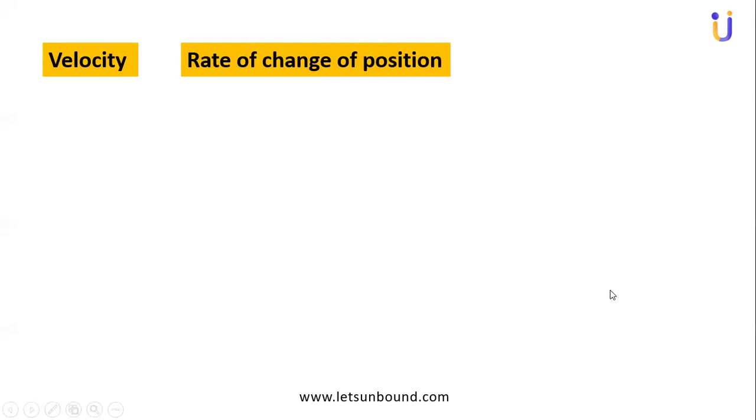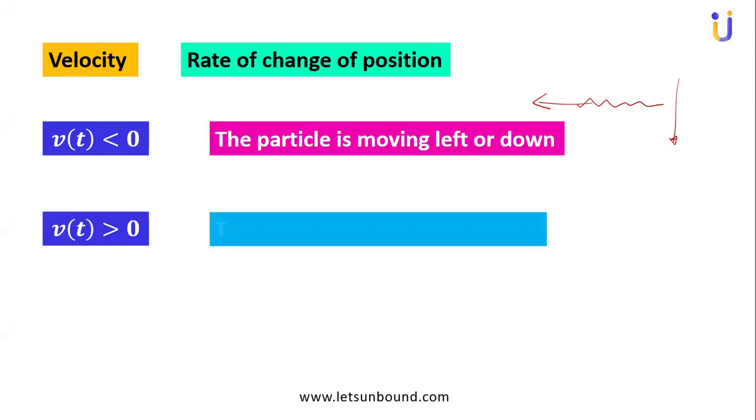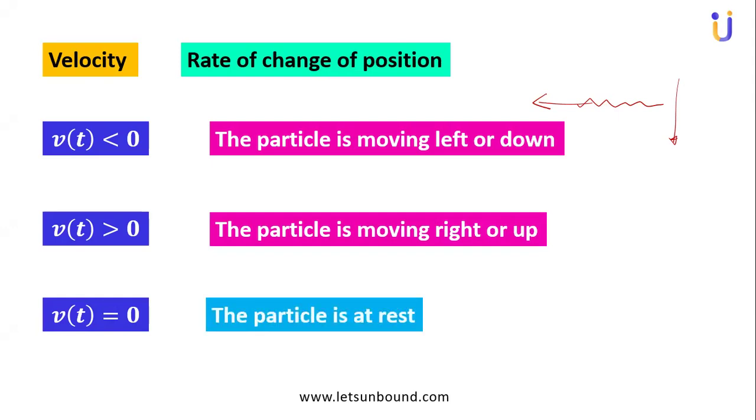Now let's see what happens when my velocity is 0, less than 0, or greater than 0. When your velocity is less than 0, the particle is moving left or down. When the object is moving horizontally, we can say it's moving left. Or when you're considering vertical motion, you can say it's going down, negative. So it's very simple. Left means negative, downwards, right? And if it's greater than 0, it's moving right or moving up. And if it's equal to 0, it will be at rest.